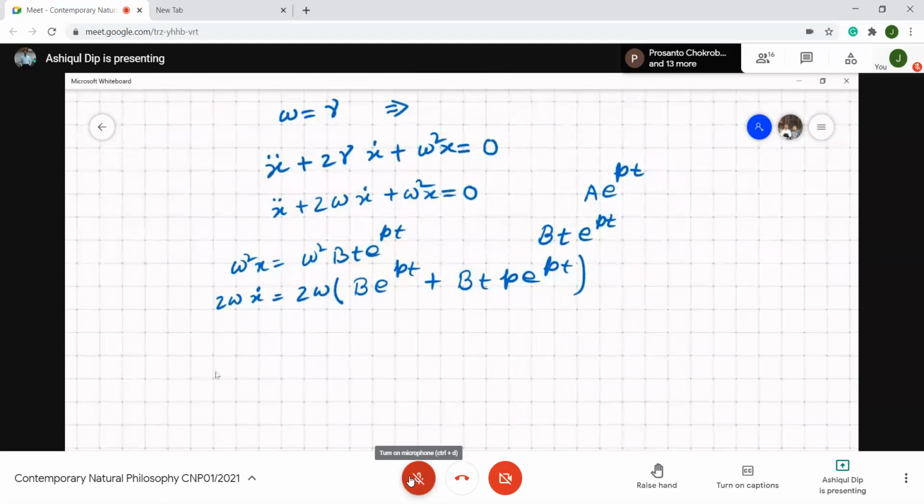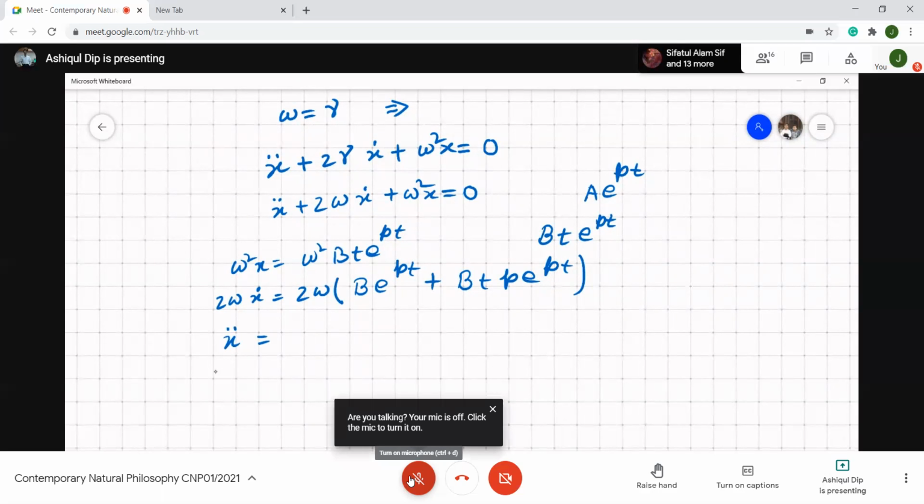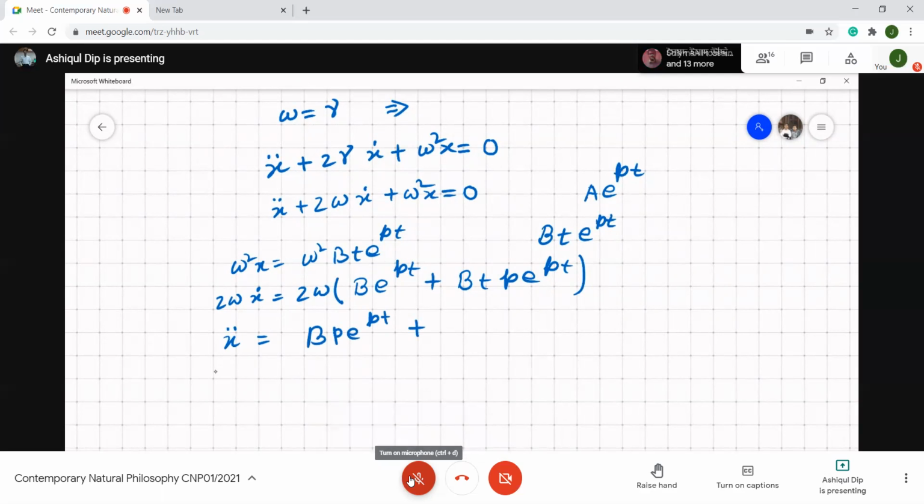Then we need the x double dot. x double dot would be differentiating this thing again. So we get b p e to the power pt plus b p e to the power pt plus b t p squared e to the power pt.